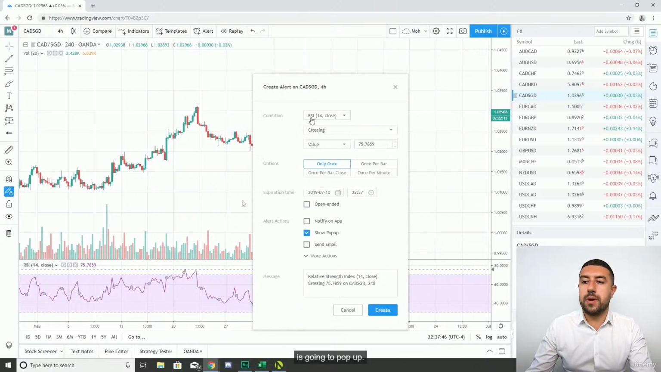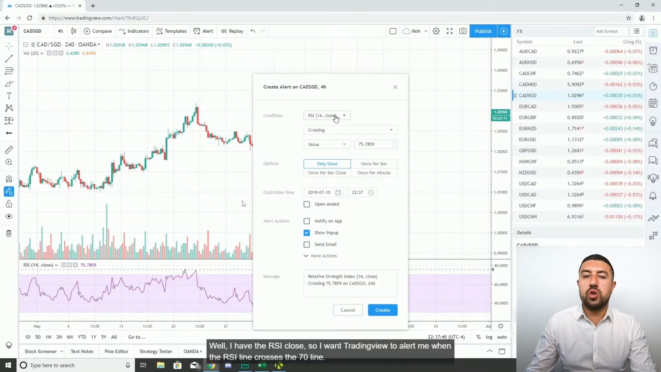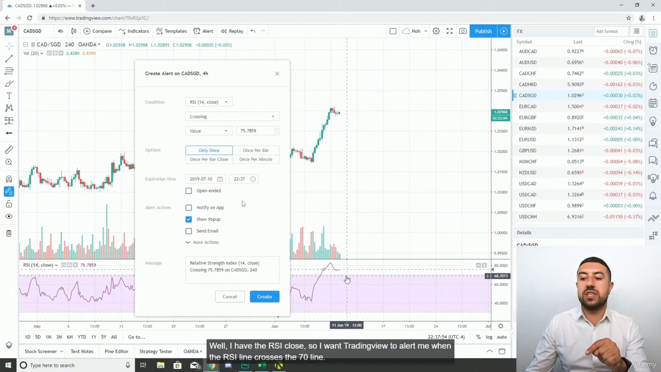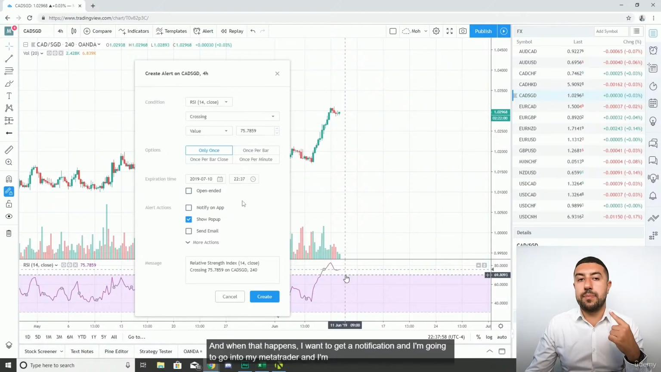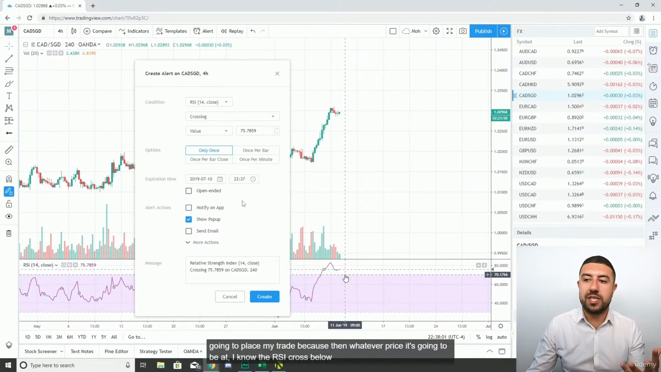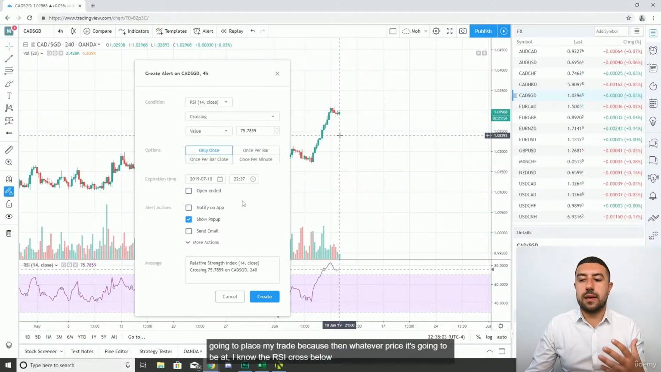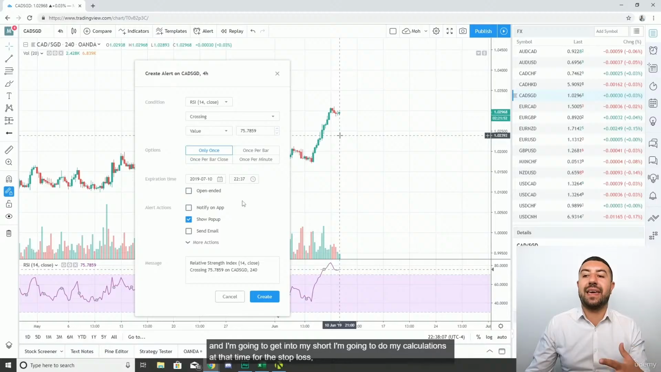And then this is going to pop up. Okay, well, I have the RSI closed. So I want TradingView to alert me when the RSI line crosses the 70 line. And when that happens, I want to get a notification, and I'm going to go into my MetaTrader and place my trade, because then at whatever price it's going to be at, I know the RSI crossed below, and I'm going to get into my short.